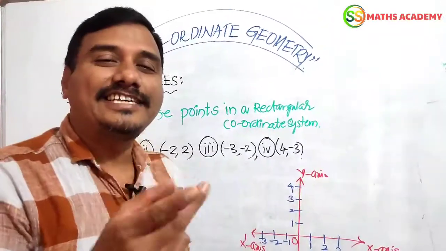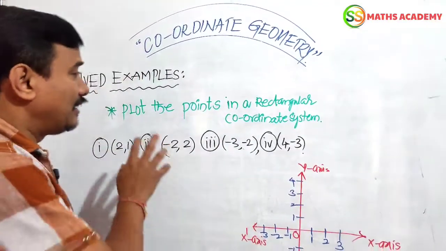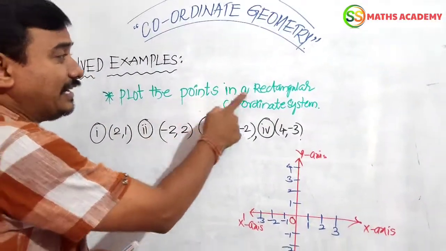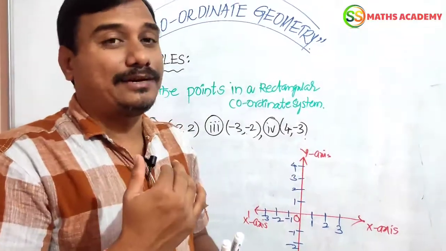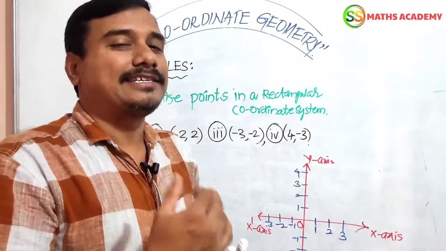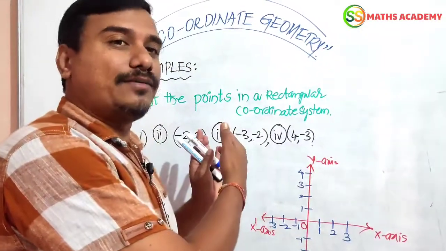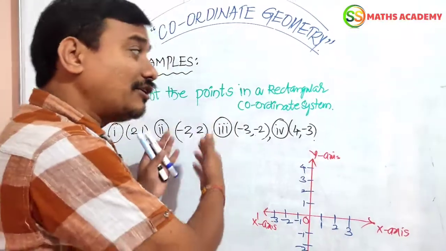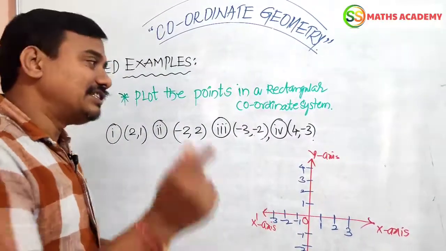Let us see a second model question in coordinate geometry. Now plot the points in a rectangular coordinate system. We should only plot the points. In the first example, what did we do? We solved the ordered pairs by taking the table. Now here the ordered pairs are given, and we have to plot them in this graph.